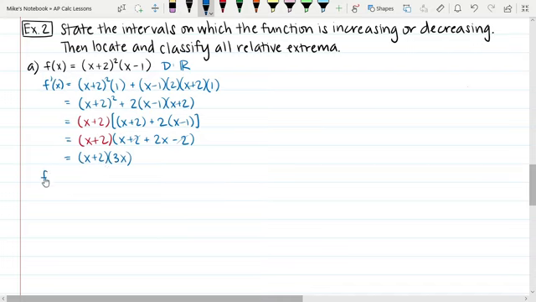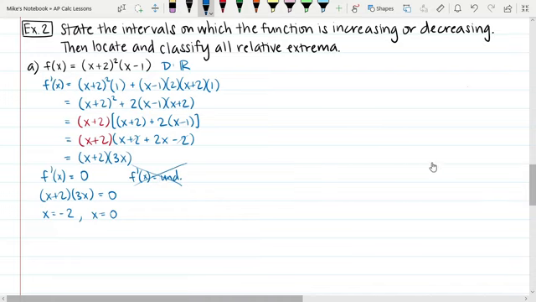All right, so now when I'm setting this equal to 0, I've got x plus 2 times 3x equals 0. So that means x is going to equal negative 2, or x is going to equal 0. And again, f prime, of course, is never going to be undefined, but I don't want to forget about at least considering that.